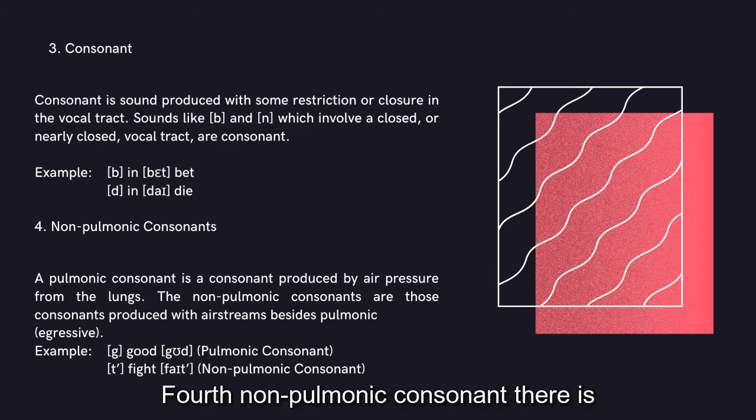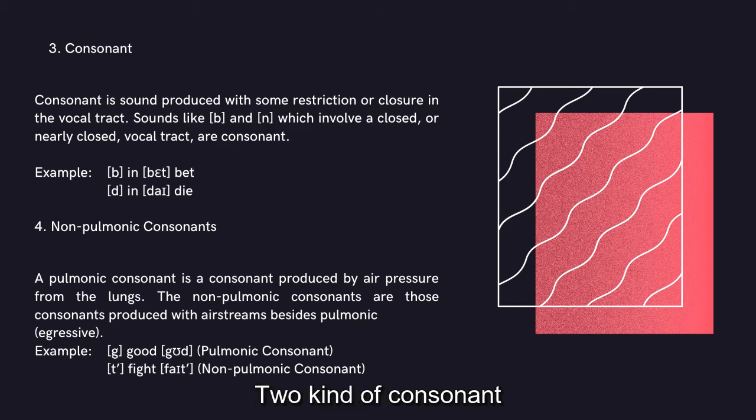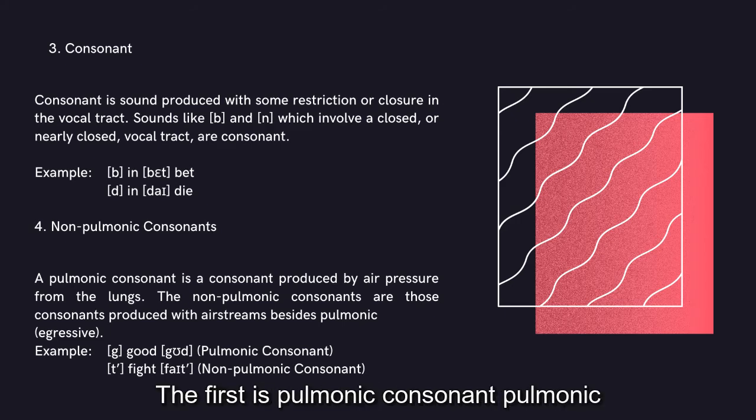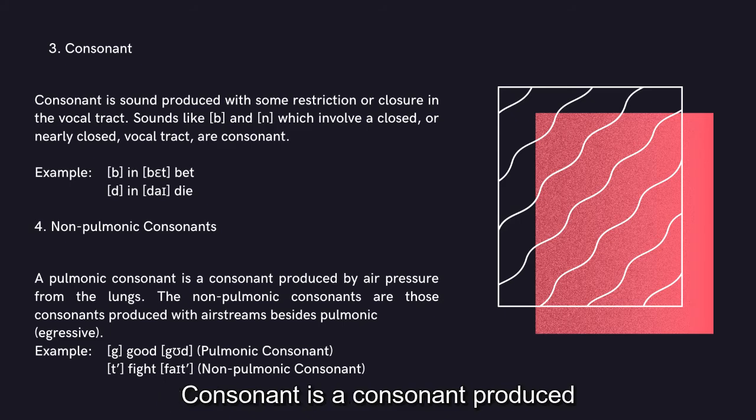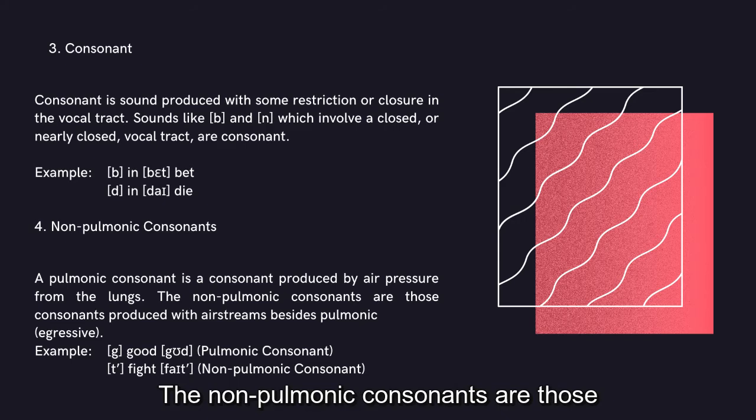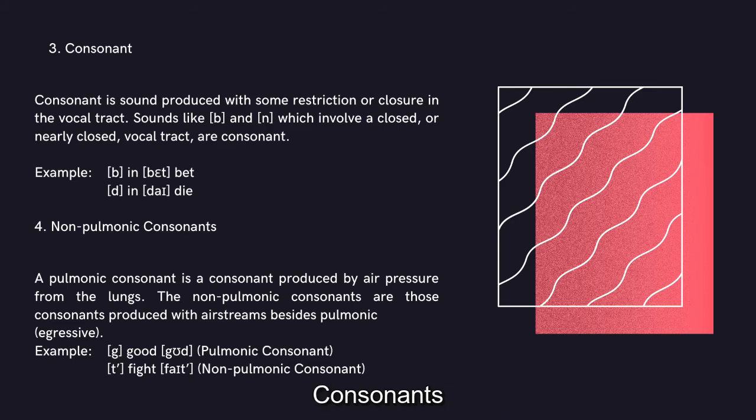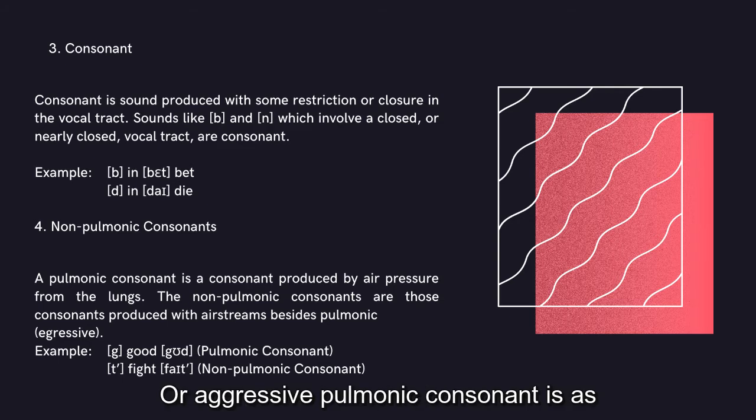Fourth, non-pulmonic consonant. There are two kinds of consonants. The first is pulmonic consonant. Pulmonic consonant is a consonant produced by air pressure from the lungs, while the non-pulmonic consonants are those consonants produced with air streams besides pulmonic or egressive. Pulmonic consonant is as opposed to ejective, implosive, and click consonants. Most languages have only pulmonic consonants.